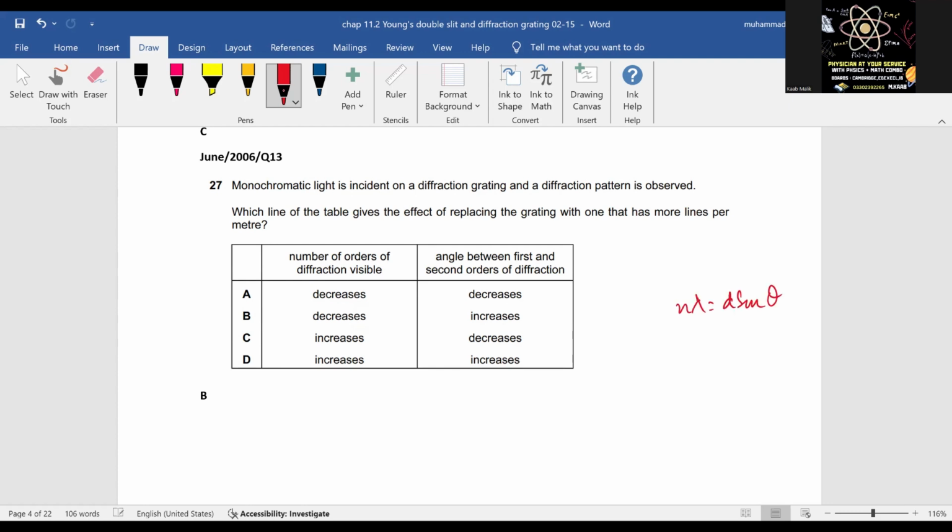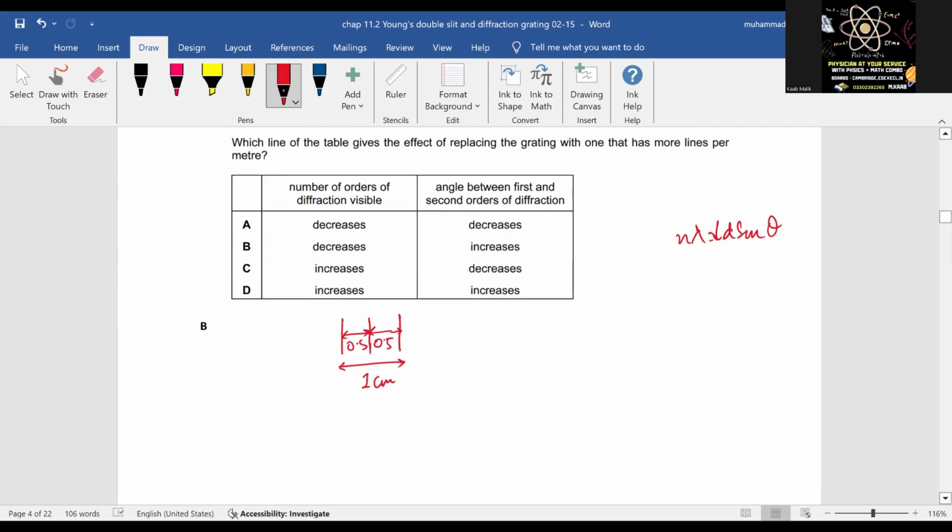Now, which one has more lines per meter? If you have more lines per meter, that will decrease your d. Sorry, not increase, decrease your d. Because let's say you have three lines, one, two, and three, in a distance of 1 centimeter. So each spacing should be 0.5, and the 0.5 is your d.